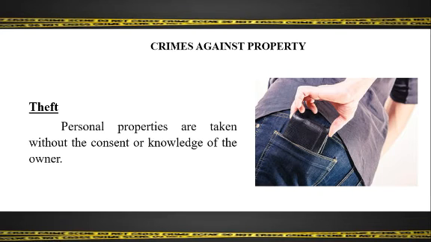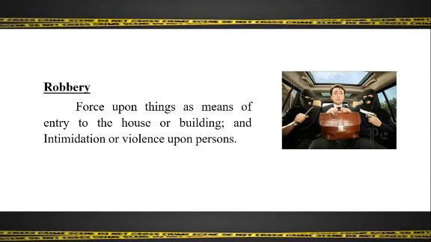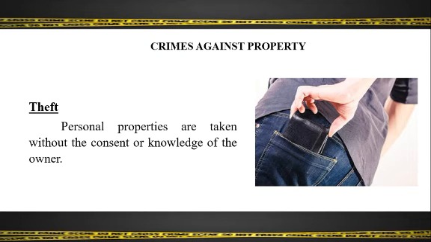So, crimes against property, first is theft. Personal properties are taken without the consent or knowledge of the owner. So, what are the elements for theft? So, what is the difference between theft and robbery?